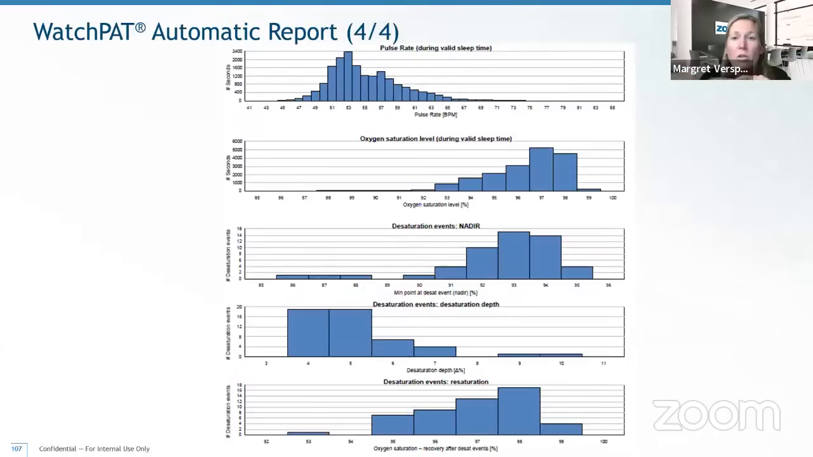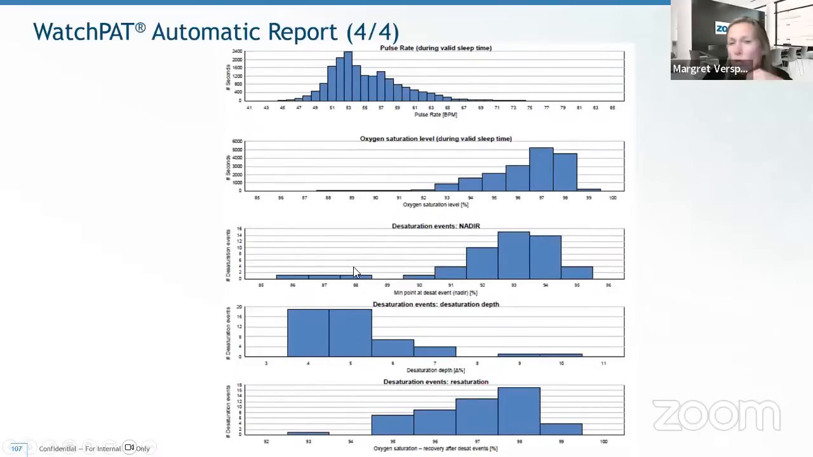Also the saturation level. What's the mean oxygen saturation level, most of the time during the night? And here we can see it's most of the time 97, 98. So it's okay. The nadirs, the depth of the desaturation. Here we see most of them are around 93, 92, and there are a few around the 80s.